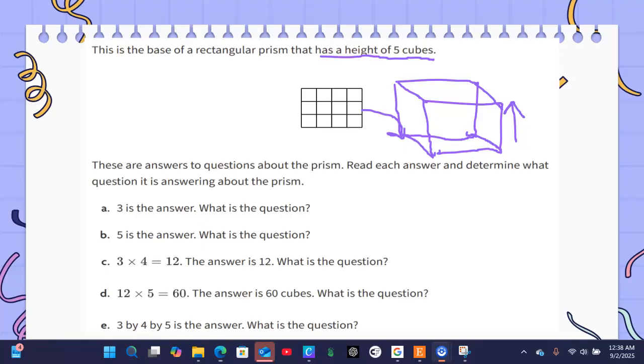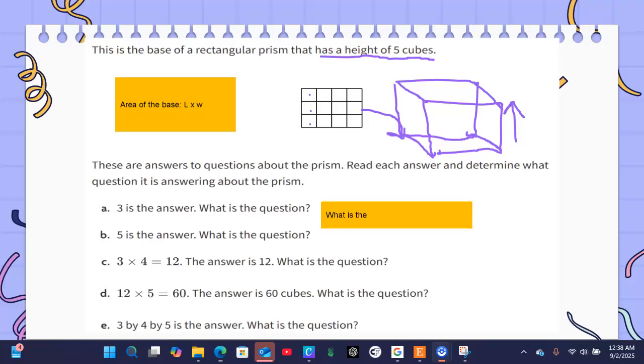3 is the answer. What is the question? 1, 2, 3. All right, well, we talked about this must be the area of the base. And since this is the area of the base, we know that the area of the base is going to be length times width. So that's 3 right here. So the question here would be, what is the length?